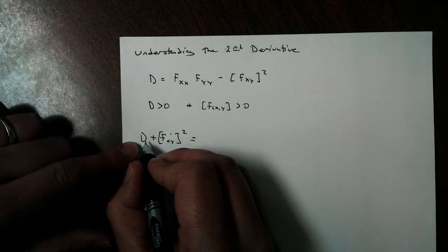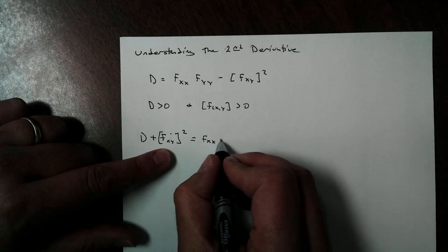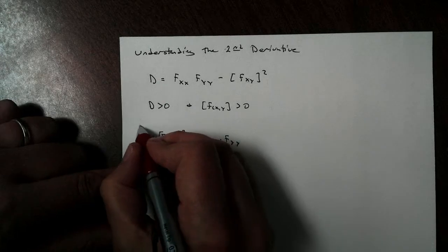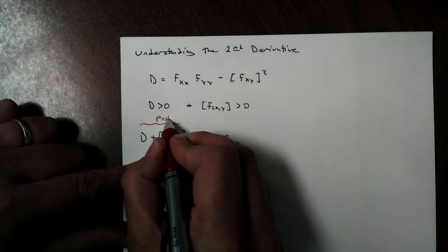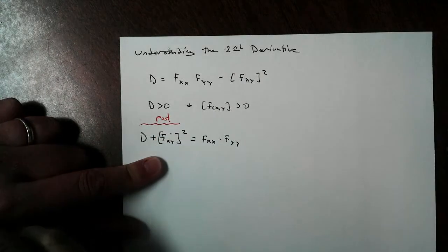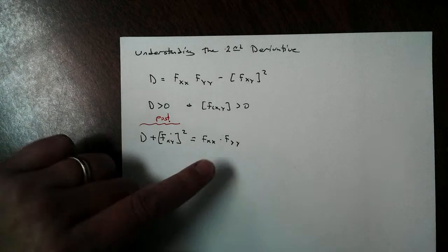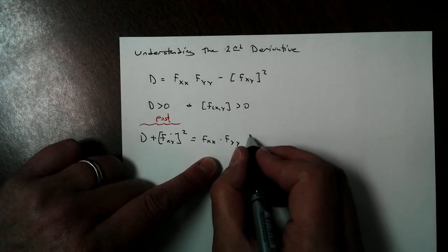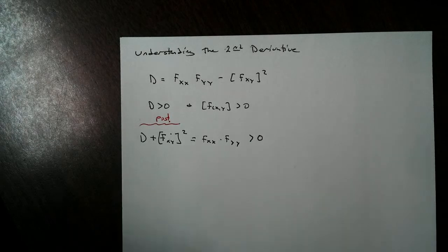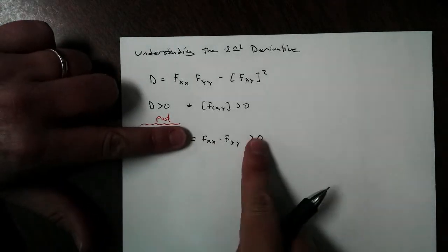d plus fxy squared equals fxx times fyy. Now, remember, this is going to be a positive value. This is going to be positive. We know that by our definition. So if this is positive, this rule over here also has to be greater than 0. So that's going to be our rule right there, that this product has to be greater than 0.